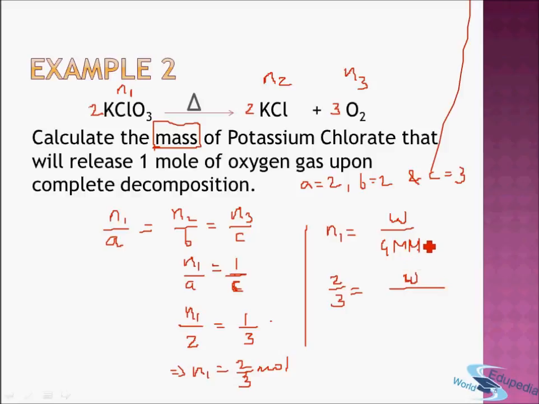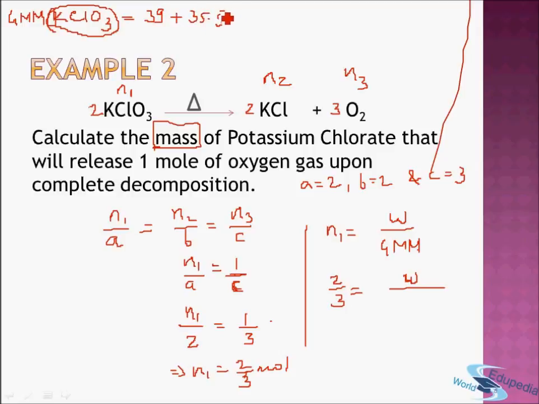What is the gram molecular mass of potassium chlorate? Let's look at KClO3. I have to calculate the gram molecular mass of KClO3. That is 1 potassium, 1 chlorine and 3 oxygen atoms. The atomic mass of 1 potassium atom is 39. The atomic mass of chlorine is 35.5.